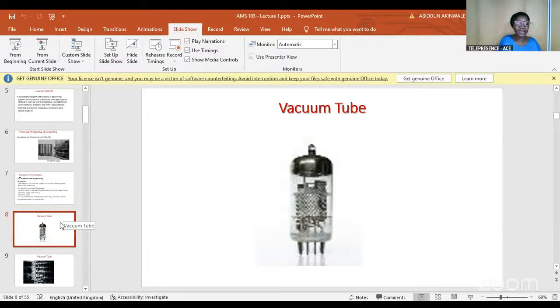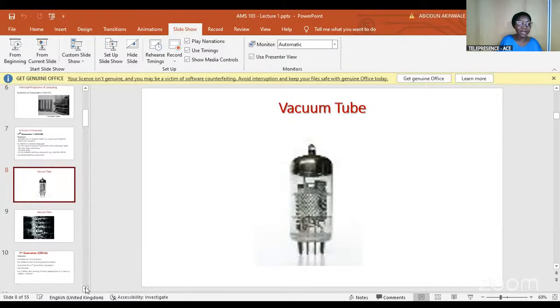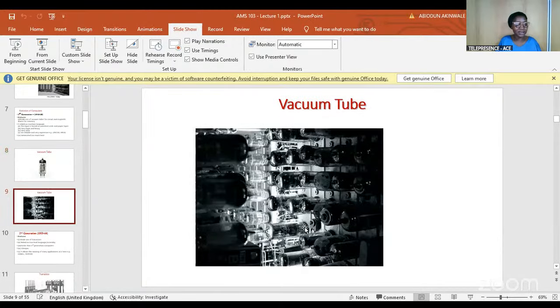So historically, see how the vacuum tube looks like, and then it's embedded into the first generation computers, and it took so much time, and then of course it would generate results. But with all the characteristics and the features I have indicated to you, you know the challenge that the computer scientists then had to face.